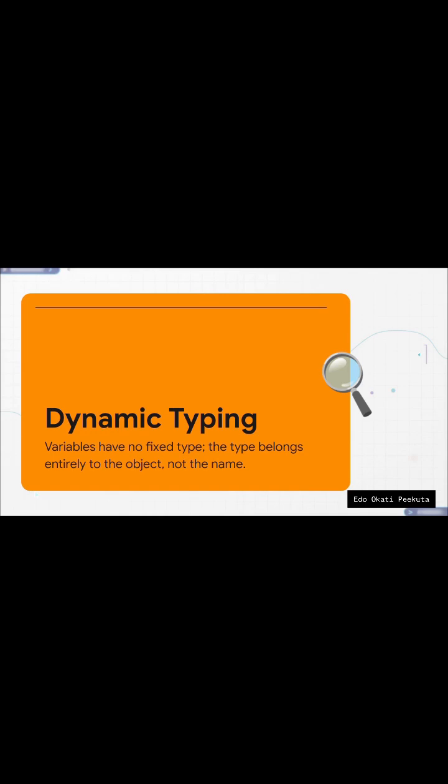A single name can point to an integer right now, and then just shift over to point to a completely different object type, like a string, in the very next line of code. The label doesn't care at all what it points to. And that dynamic behavior? That's what we call rebinding. Rebinding is just changing what a name points to using that equal sign.